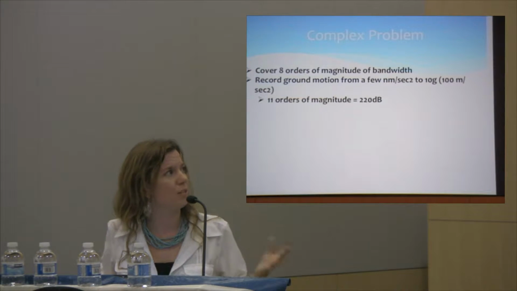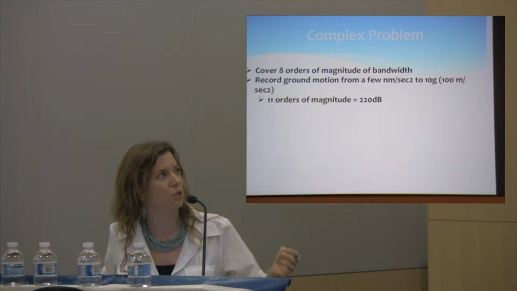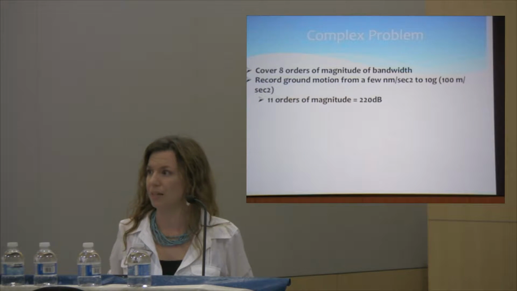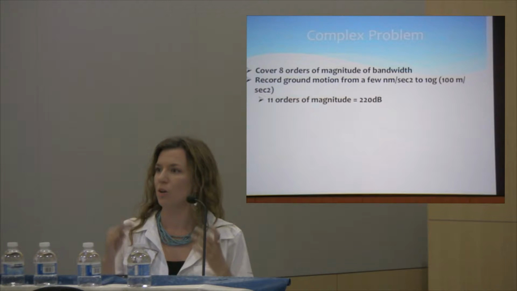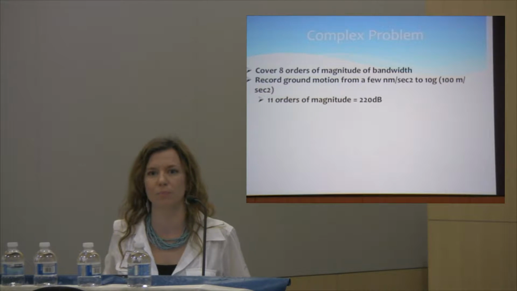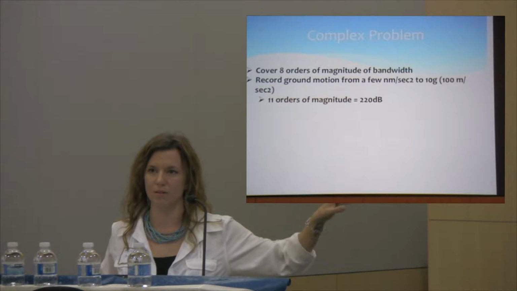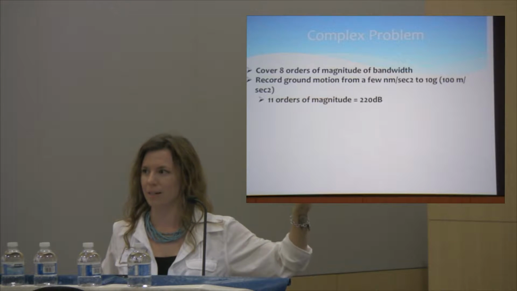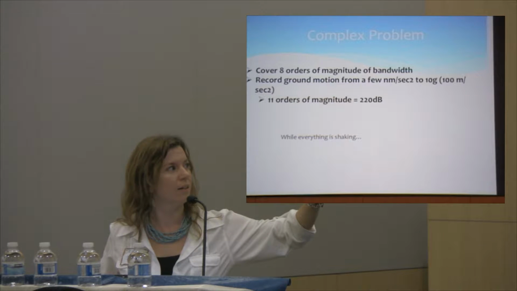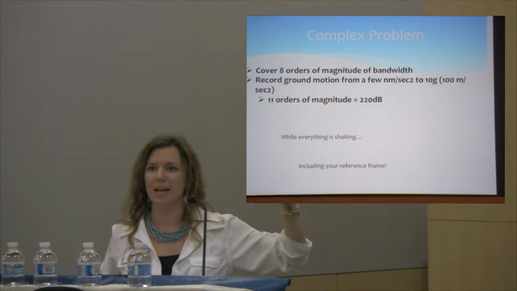The other problem is that you need to record a very large dynamic range. So you're looking at ground motion from a few nanometers per second squared up until 10 G. And that's also very difficult to put in one instrument, especially if you're talking about instruments being created in the 1800s. But those are the easy parts of this complex problem. The difficult part is you have to do all of that while everything is shaking, including your reference frame. And that's the kicker.